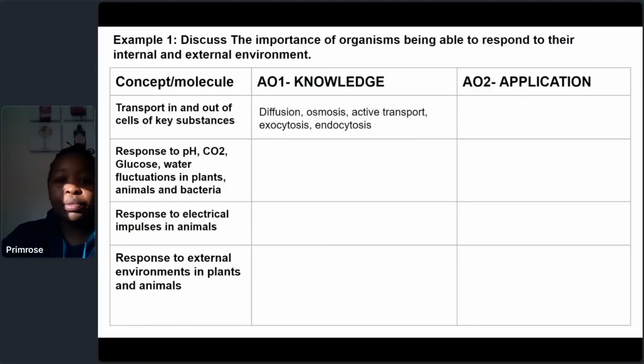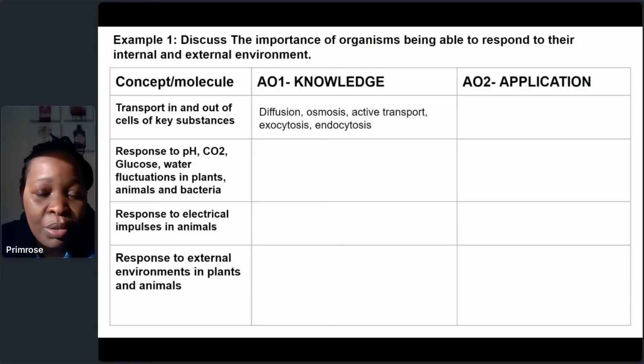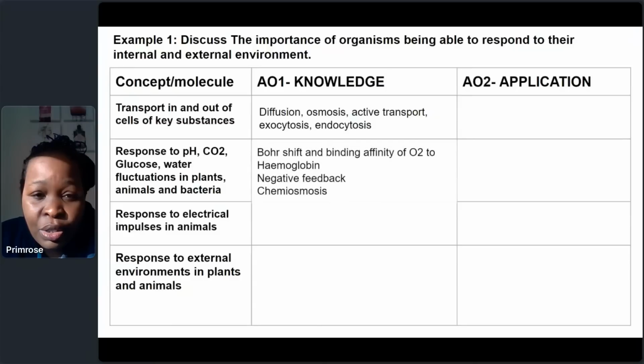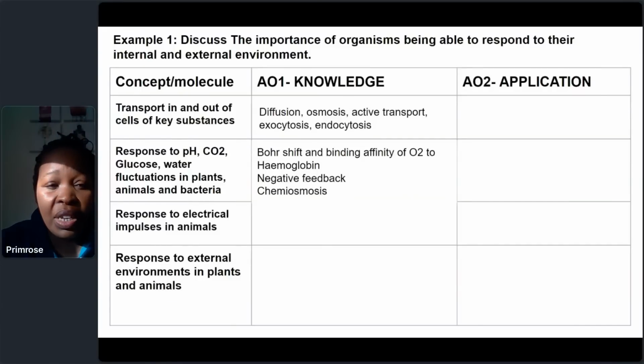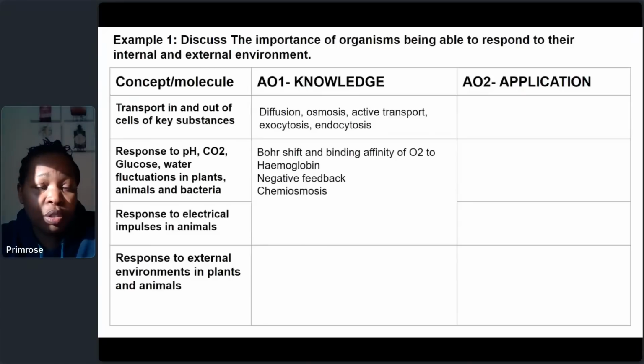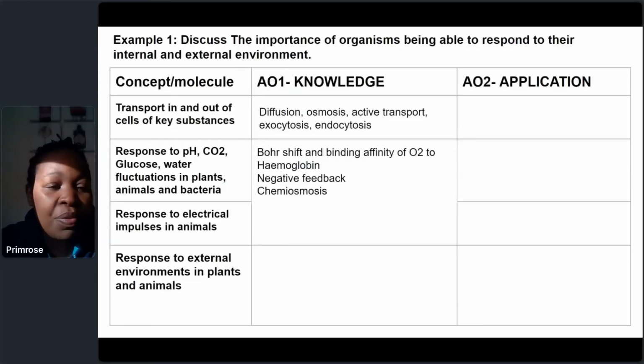So you could talk about what's diffusing in, osmosis, active transport, with examples, exocytosis and endocytosis. And you could link that to a lot of other things. You could then move on and talk about binding affinity, hemoglobin, negative feedback. If you're going to talk about bacteria and infection, you could talk about chemiosmosis. In plants, you could talk about gas exchange and why it's important to respond to too much water going into the guard cells, for instance, and what processes that affects in a plant as well.